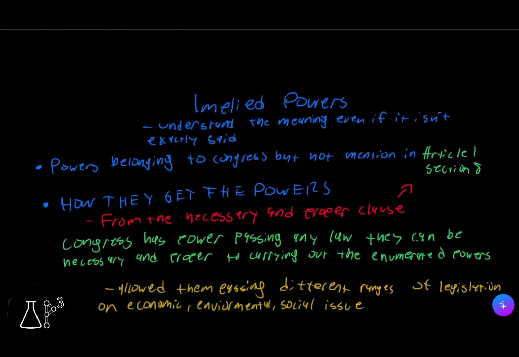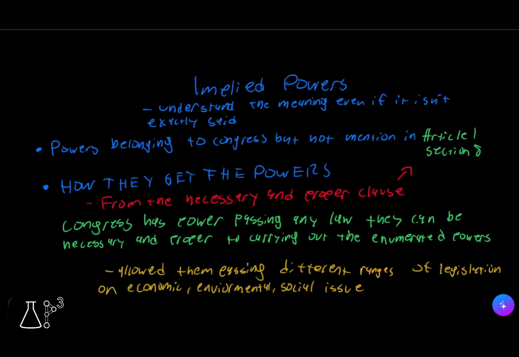And now we're going to talk about implied powers. Implied basically means understood, even if it isn't exactly said. Basically, these are powers belonging to Congress, but not mentioned in Article 1, Section 8. Well, how do they get these powers? It's from the necessary and proper clause, stated in the last sections of Article 1, Section 8. Basically, Congress has the power to pass any law that is necessary and proper to carrying out the enumerated powers. And over the years, it has allowed them to pass different ranges of legislation on economic, environmental, and social issues.